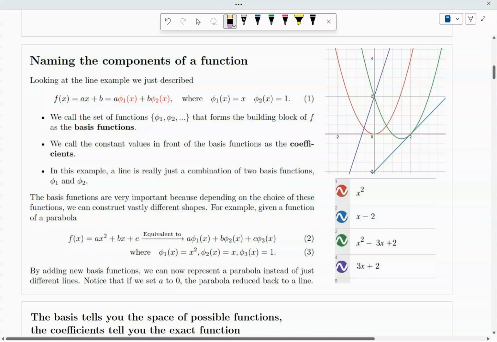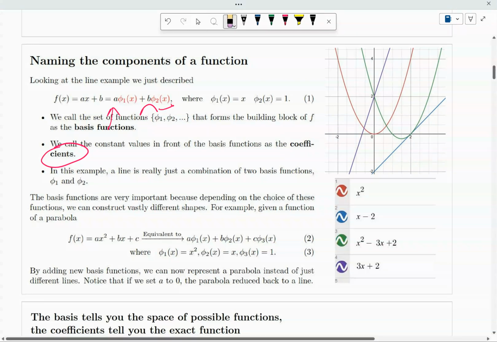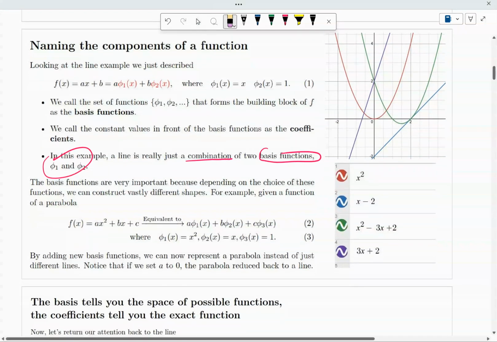And we're going to call these constants at the front, a and b, the weights or the coefficients. So you can imagine how much weight you put on each function, but they're also called coefficients. So they're the same. In this example, a line is really just a combination of two basis functions, phi 1 and phi 2, right? And this is a line.